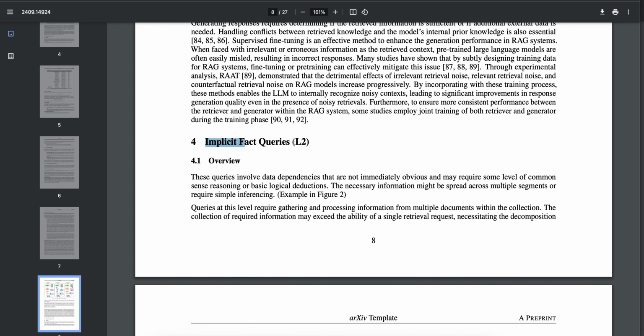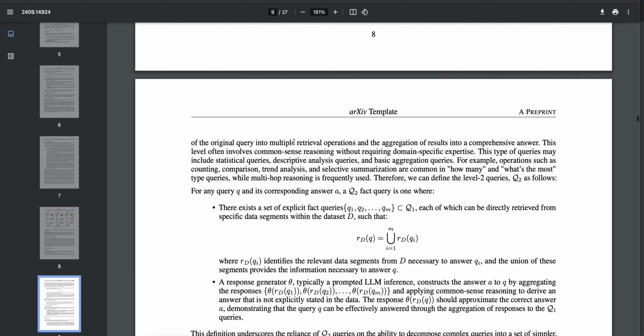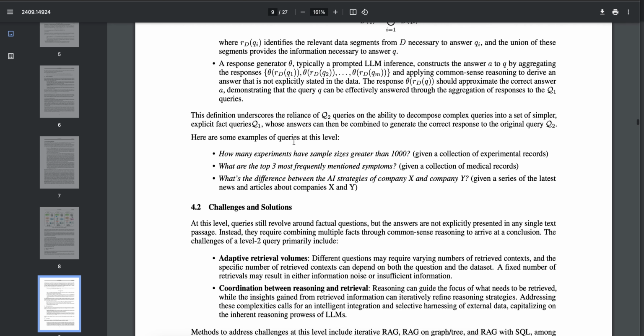Second type of queries: implicit fact queries. Now these are very important, because from here you will start seeing that simple RAG systems will start hallucinating or will stop answering. How are you going to tackle this? Simple as that. We have data dependency a lot, but the queries change. How many experiments have sample size greater than 1000? So the first thing you need to see is the sample size, how many experiments there are in total. Then out of them, how many have sample size greater than 1000? Two things are there. You are combining two of them. Then, what are the top three most frequently mentioned symptoms?